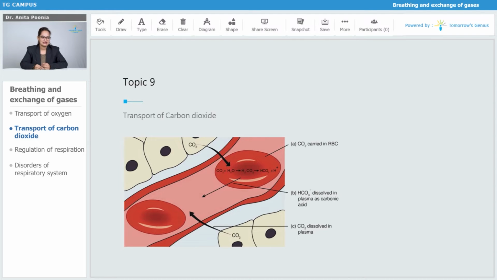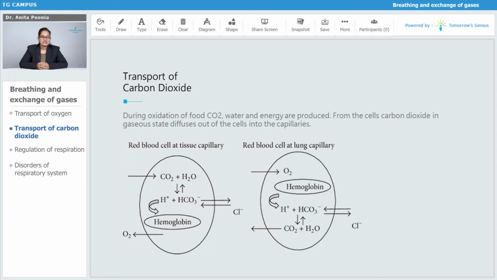So how do things happen? During the oxidation of the food, carbon dioxide, water and energy are produced, as you know. And from the cells, the carbon dioxide in the gaseous state diffuses out of the cell into the capillaries. So this is the red blood cell at the tissue capillary. You see the carbon dioxide plus water, all that is produced. There's the hemoglobin, and oxygen is going out and carbon dioxide is in. Here, oxygen is going in and carbon dioxide is going out.